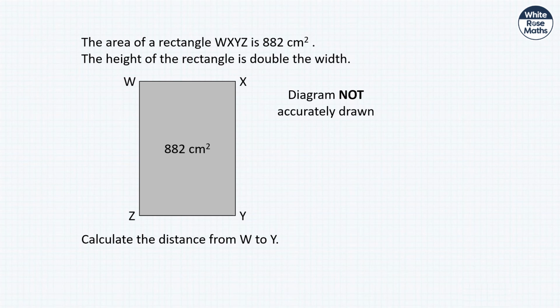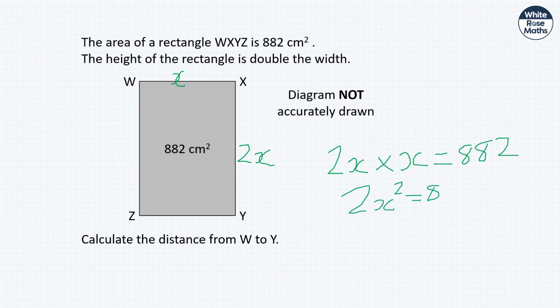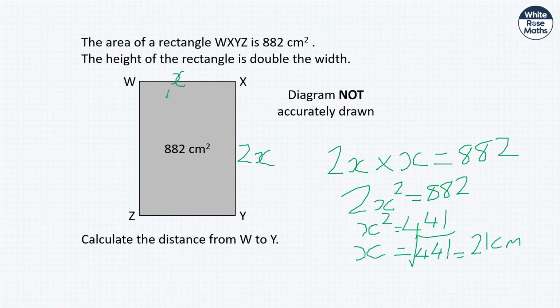The area of the rectangle WXYZ is 882 centimeters squared. The height of the rectangle is double the width. So we'll call the width, oh no, sorry, that's the height, sorry. The width will be x, the height will be equal to 2x. So we'll have 2x times x is equal to 882. So we have 2x squared is equal to 882. Dividing both sides of the equation by 2, we get that x squared is equal to 441. x equals the square root of that, which gives us the number 21. So x is equal to 21 centimeters. So here that'll be 21.